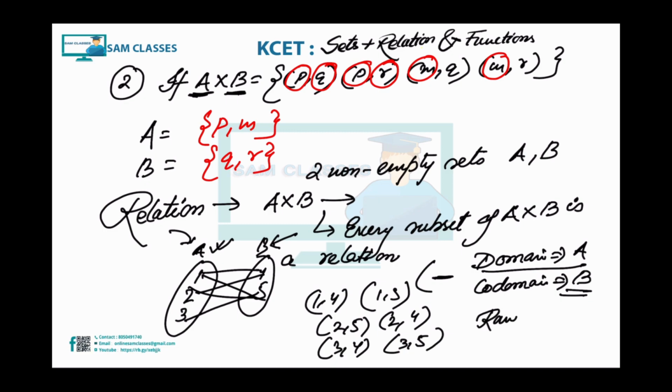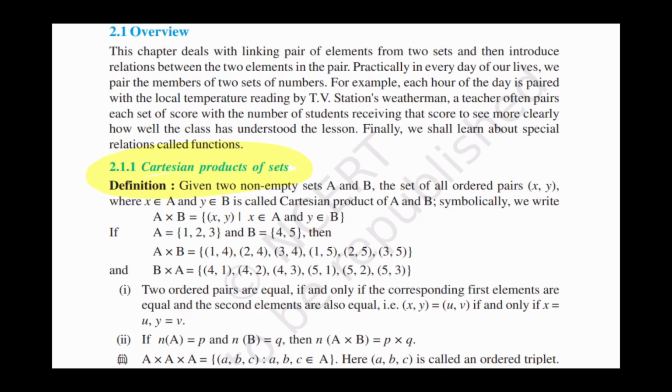Now we know range is always less than or equal to codomain, so don't worry about this. We'll understand again what this means. Okay, we'll see with an example. We'll understand what they are trying to say about this.